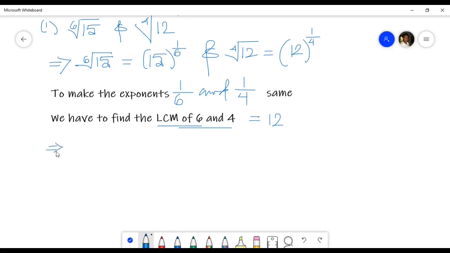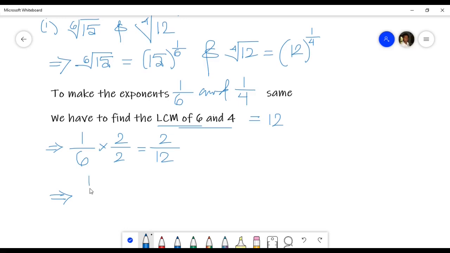Now what we have to do is make the exponents 1 by 6 and 1 by 4 same. So we'll pick the first exponent 1 by 6, and we'll be multiplying with the number that will make it equal to 12, right? The denominator should be 12. So 6 2s are 12. The same number we multiply with the numerator. So 1 2s are 2. So we've got the value as 2 by 12.